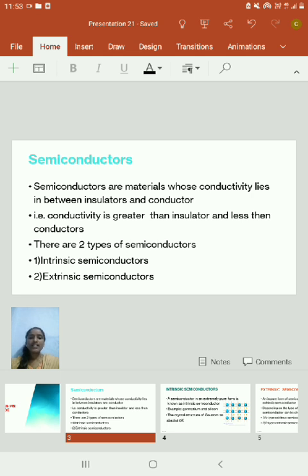Semiconductors are materials whose conductivity lies in between insulators and conductors. That is, conductivity is greater than that of an insulator and less than that of a conductor. There are two types of semiconductors: number one is intrinsic semiconductors and number two is extrinsic semiconductors.